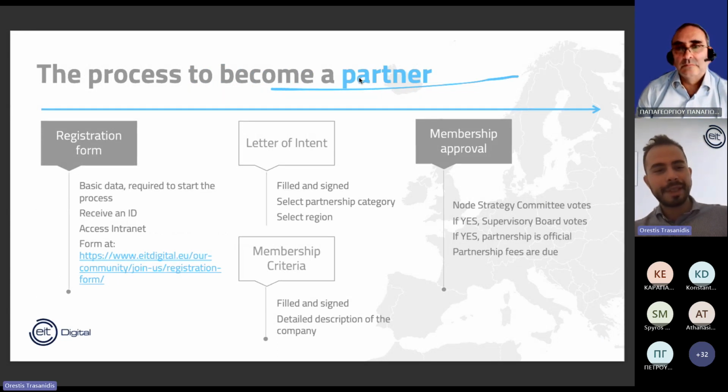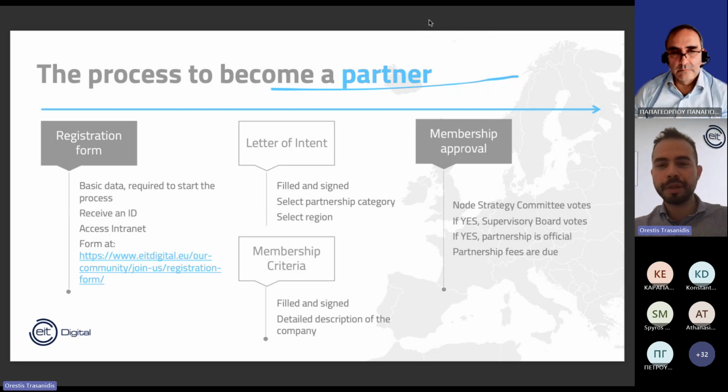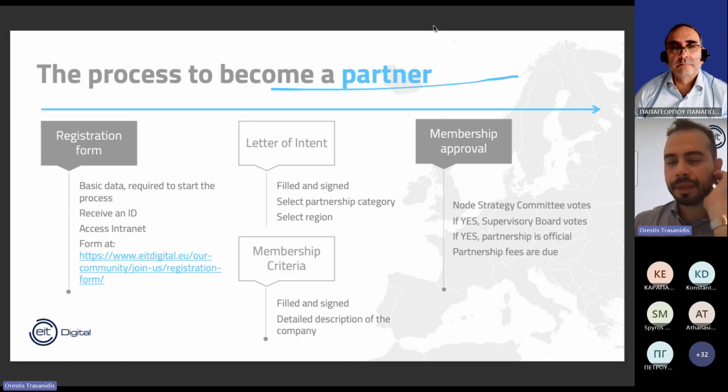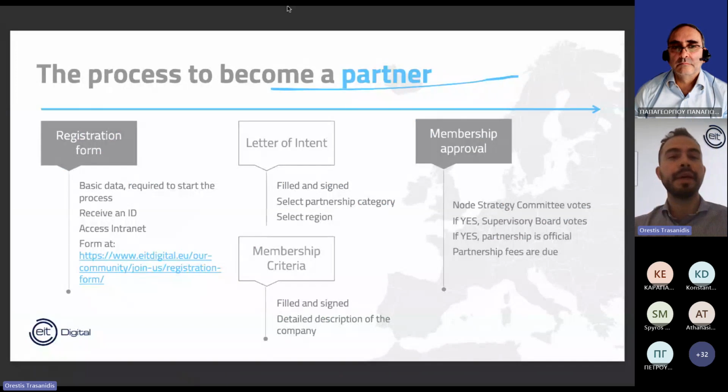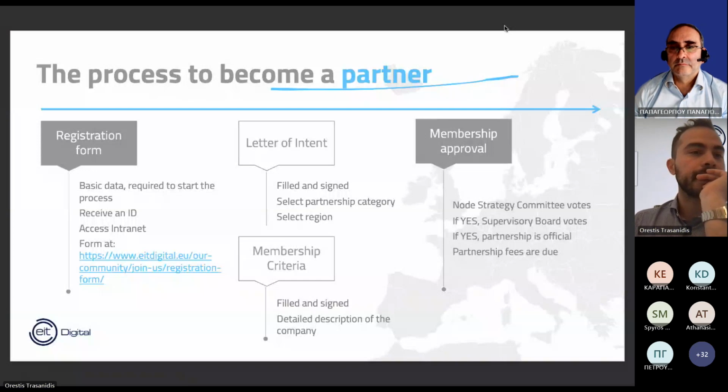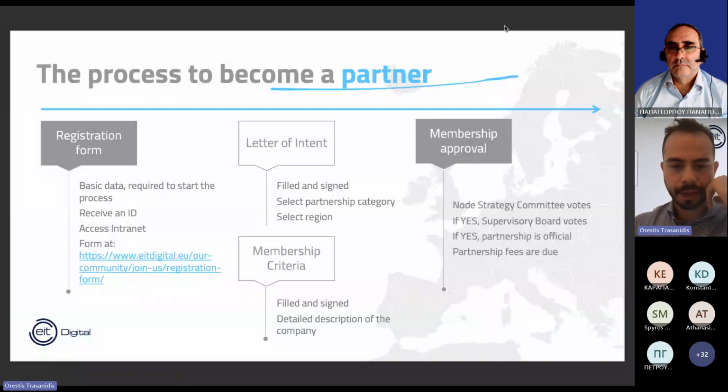The process, I know Panayota, you wanted me to do this. If you want to be a member of EIT Digital, then you go to our website, we have a registration form, you apply, then if you meet the criteria, you're getting the green light, and we'll ask you to have a letter of intent. Then our board and the strategy committee will give the final approval for you to be accepted. We have different partnership schemes, meaning that depending on whether you are a startup or corporate, the fee is different, but all of this information is available on our website.